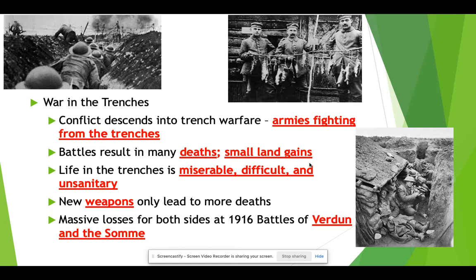So we are not going to see battles where we have these enormous victories. You might gain a little bit today and lose a bit next week, and it just keeps going back and forth, and that's where we end up with that bloody stalemate.